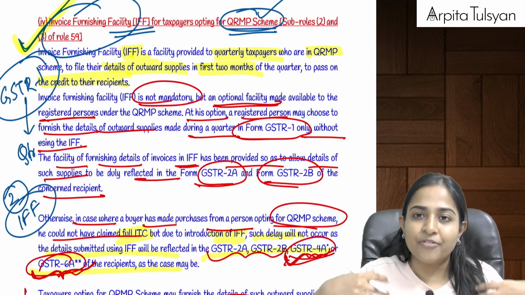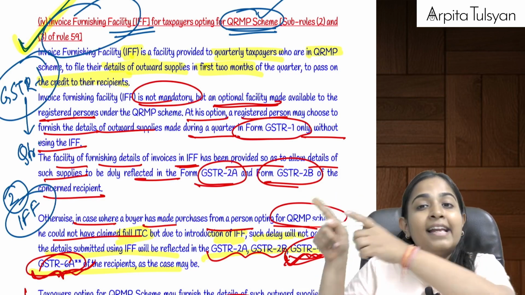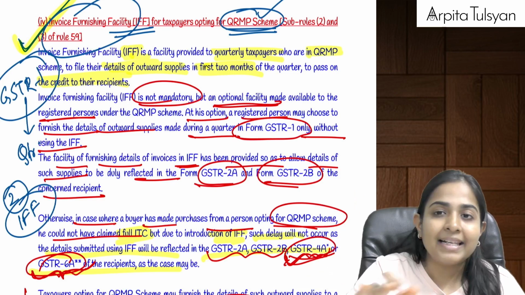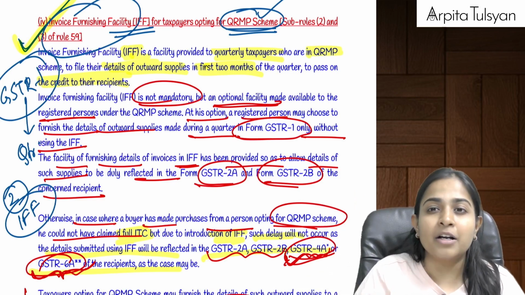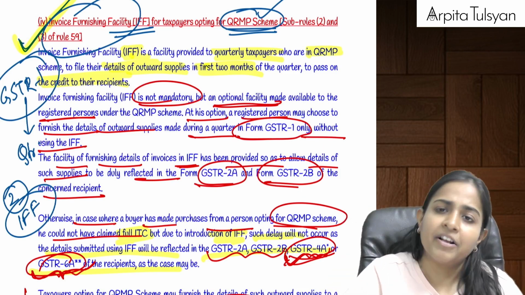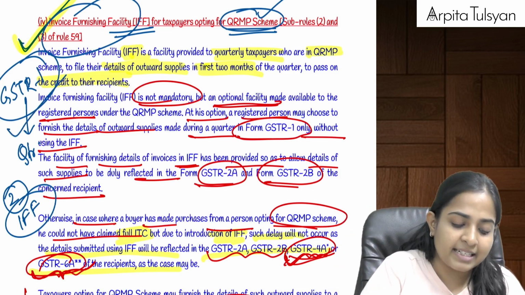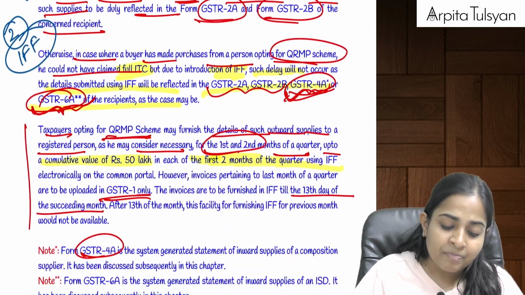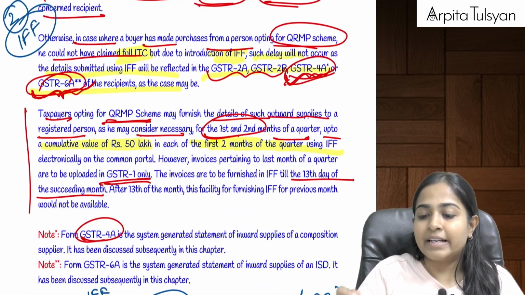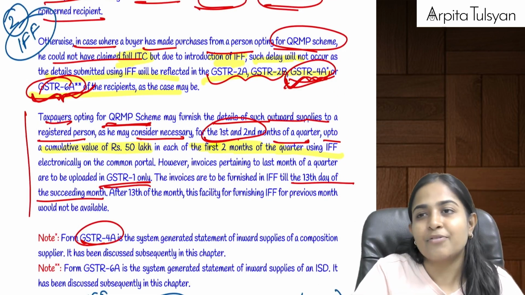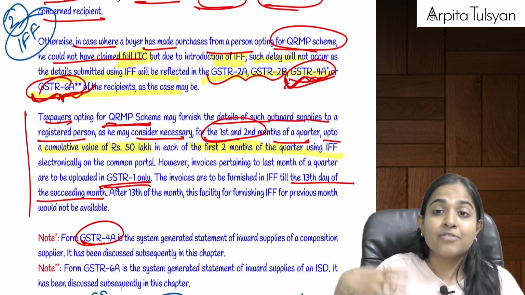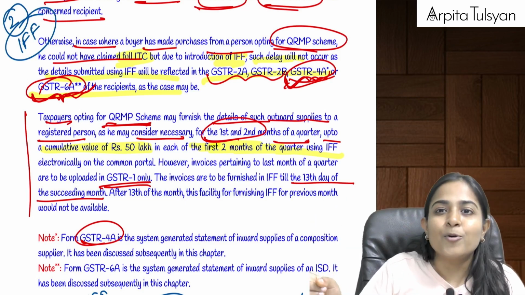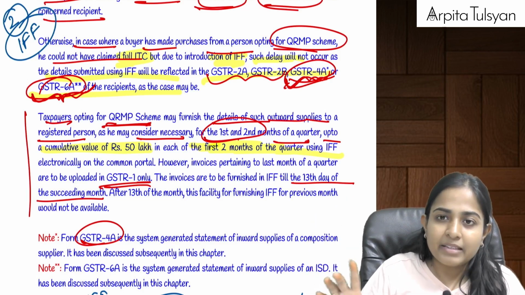As soon as we file this IFF, the detail goes in that other person's GSTR 2B. And balance invoices, that is for the third month or any other invoices left, can be submitted in your GSTR 1, which anyway you're going to file by 13th of the next month. So can we say this is one of the facilities because of which the benefit actually goes to the recipient? Are you clear with this?